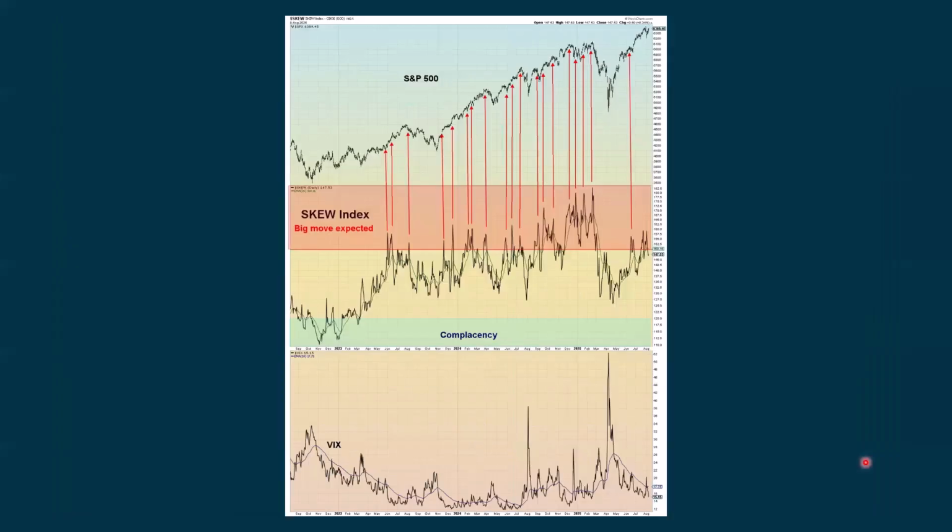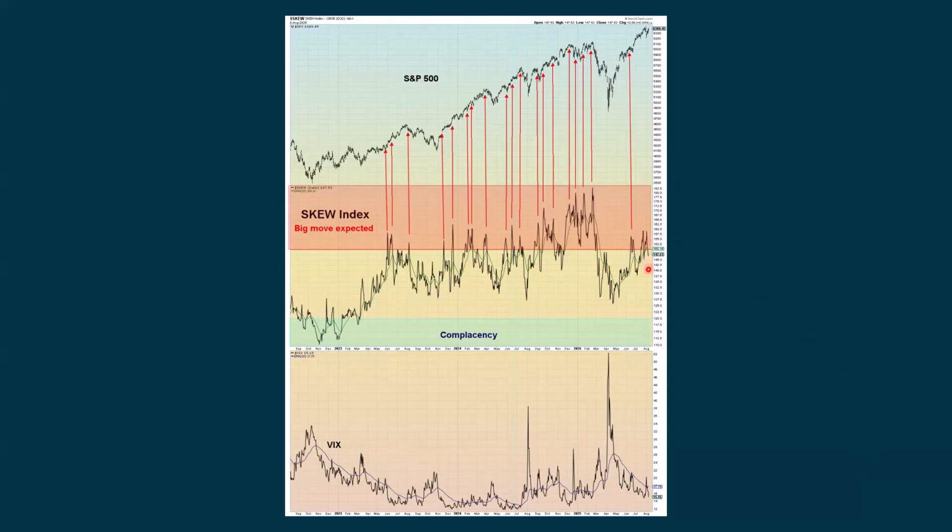And we were getting some high readings with the skew index, which is a variation of the VIX. The VIX uses at-the-money options, whatever the current price is. They calculate calls and puts to come up with the current value of the VIX. Well, the skew index looks above current price and below current price to come up with its calculations, and that's called the skew index. And when we get up into this red area, the market's expecting some kind of a big move.